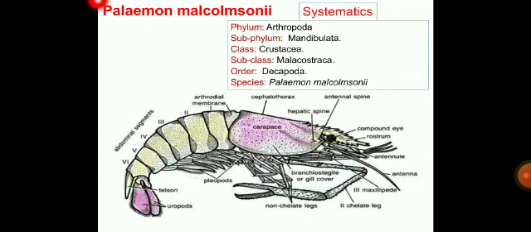So Mandibulata is the subphylum, where you can say that they have strong mandibles for chewing purpose, and the class is Crustacea, subclass being Malacostraca, etc., is the systematic position of this Palemon. You can see the external morphology here. The body as such is seen very clearly, having 19 segments. I'll give a small description about it a little later. You just have a look at this picture of the morphology of prawn.